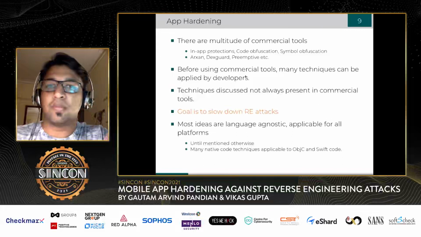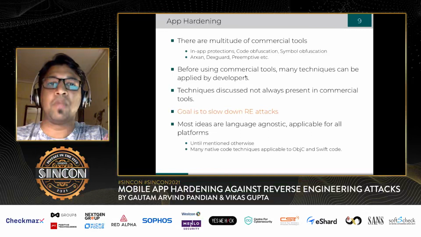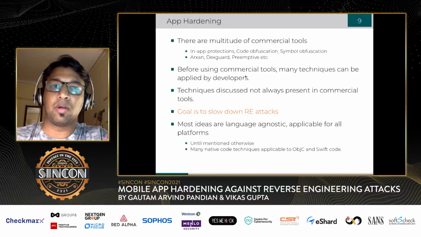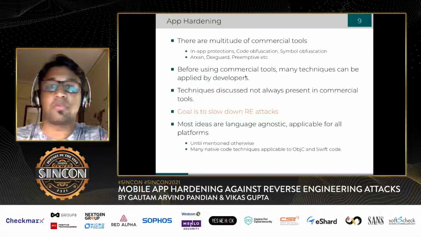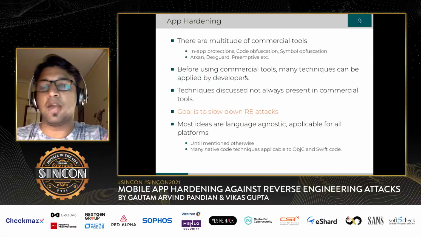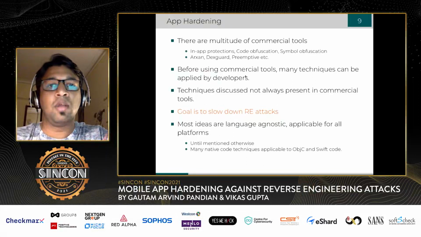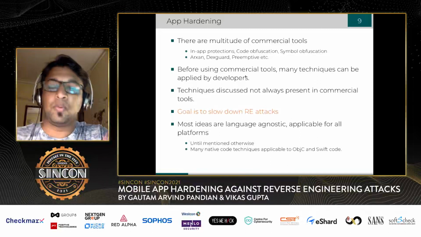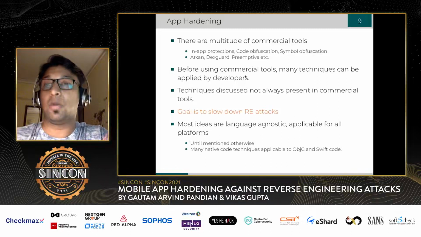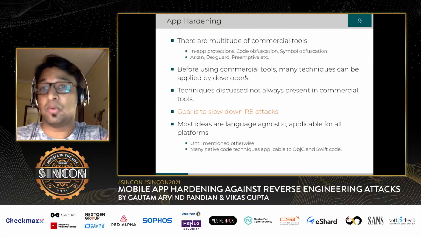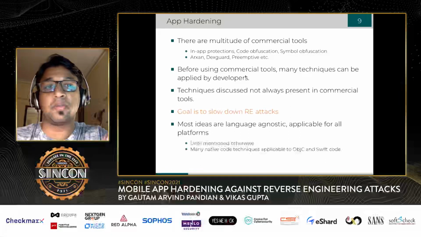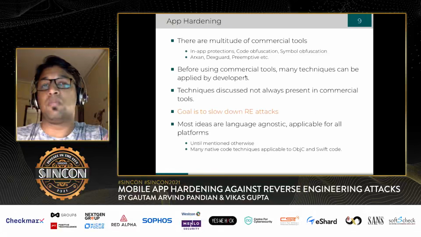As I mentioned at the start of the presentation, there are a multitude of commercial tools which provide app hardening. In industry, app hardening is a very broad term. It includes in-app protection, code obfuscation, symbol obfuscation. There are multiple commercial tools which we are not really concerned with in this presentation. The techniques that we will be presenting today may not be covered by the commercial tools. I mean, for sure we know that some of them are not part of the commercial tools, and even if they are, whatever we are doing will only complement the whole development process.